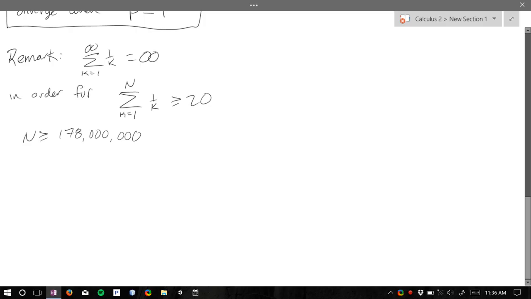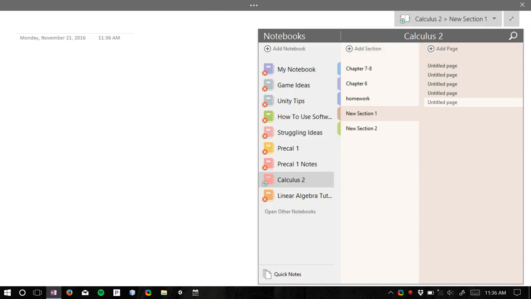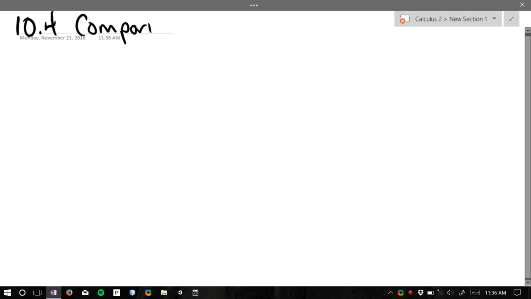So next up are the comparison tests. We're going to go for the one that you won't use very often first, and then we'll go for the super useful one, which is the limit comparison test, second. The first one is a little less useful. It's just called the comparison test.